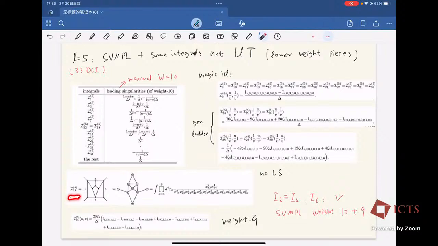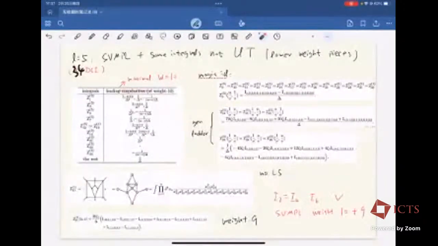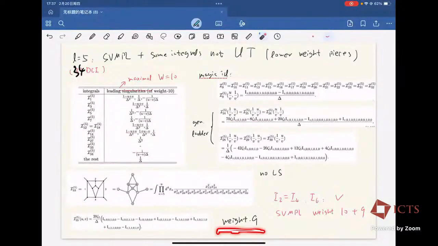There are 34 DCI integrals, and the 33rd one gives you a purely weight 9 contribution. And then there's also some other integral that gives you weight 10 plus weight 9. So you can already see them from the leading singularity. The leading singularity can be used to give you the maximal weight piece, but there are pieces that you cannot compute from the leading singularity, like this integral. So it actually has only a weight 9 piece.